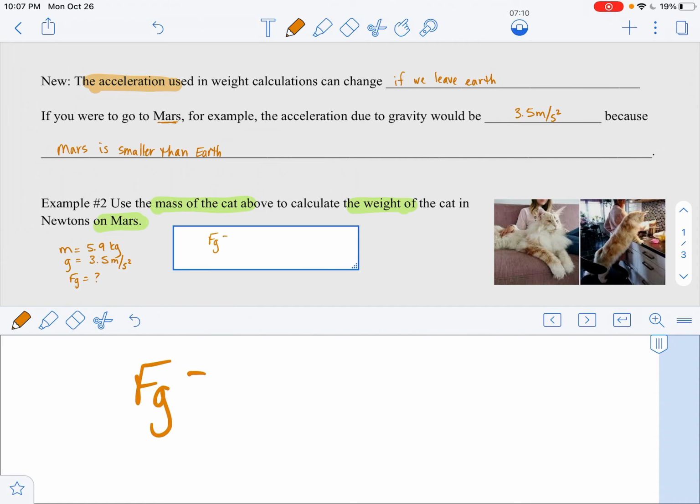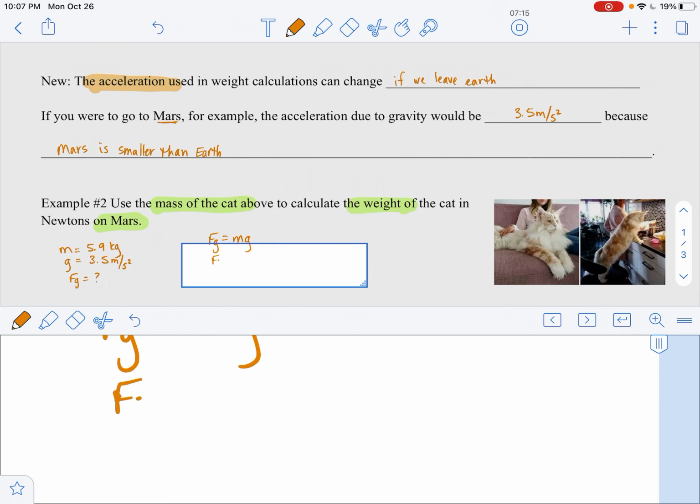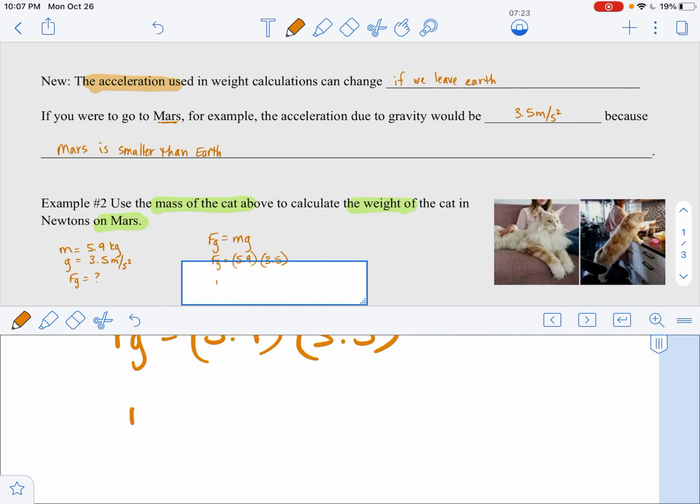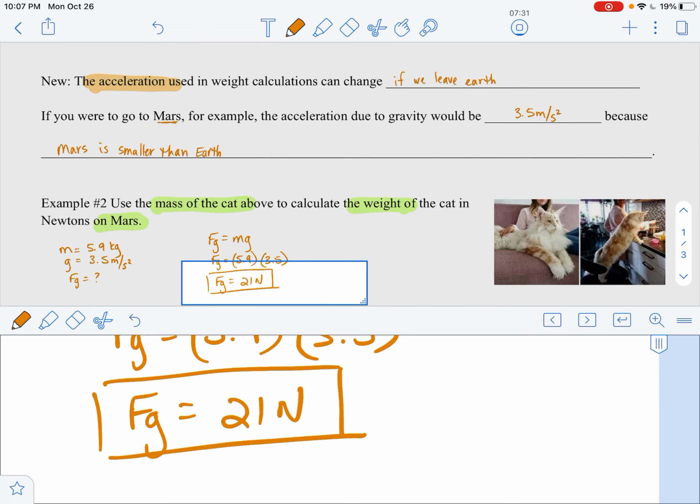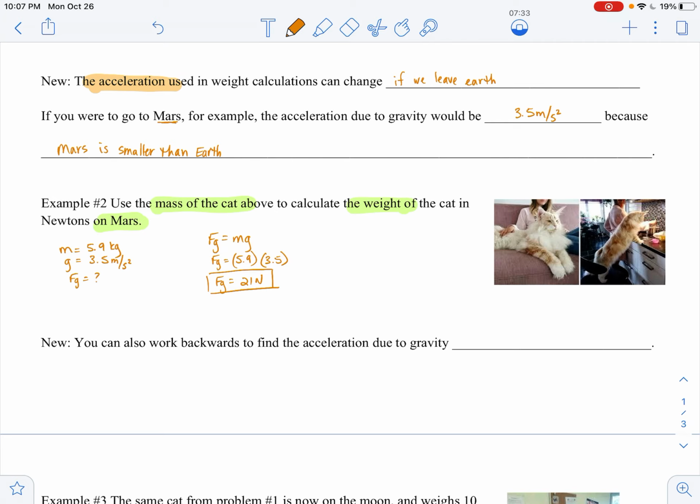So here's my formula. Weight is equal to mass times acceleration due to gravity. I am going to plug in my 5.9 because the cat hasn't changed, and my new acceleration due to gravity, and that means that the new weight of this cat on Mars is 21 newtons. Now, the cat didn't change, right? It's the same cat on Earth and on Mars, but the weight of the cat is different because acceleration due to gravity changed. Okay, so hang on to that thought. That's going to be important.